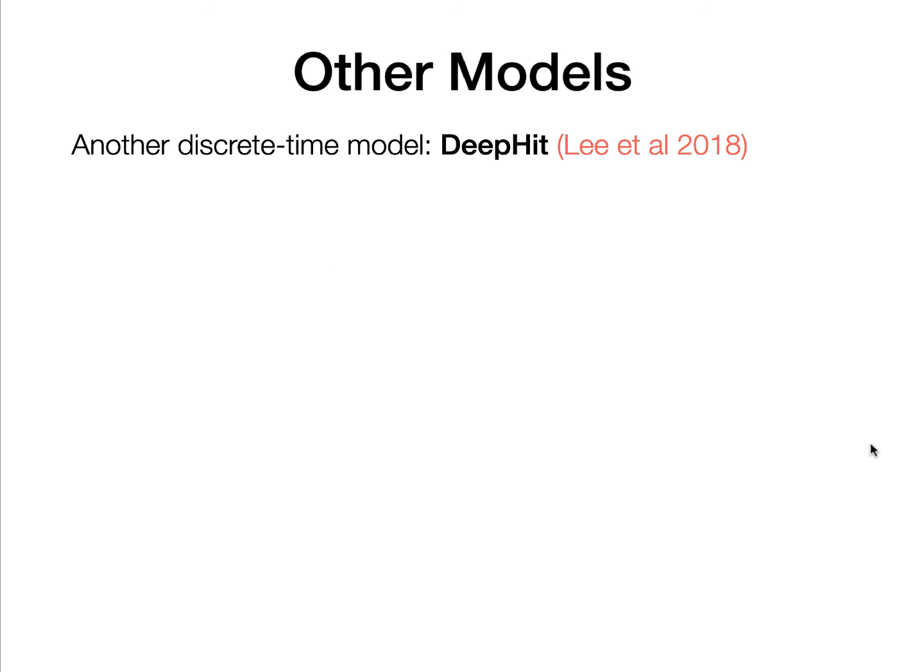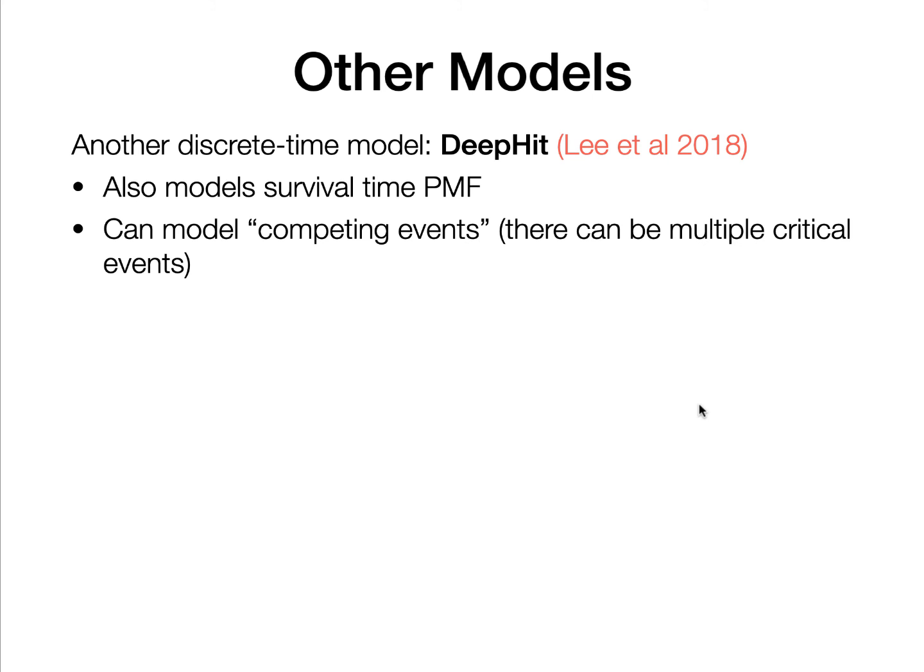Okay? There is one other discrete time model that I'll mention that I think is very, very good to know, and that's called DeepHit. Okay? DeepHit is now becoming very popular and it's very accurate in practice. So this models the survival time PMF a certain way. And one of the nice things about DeepHit is that it can also handle a setting referred to as competing events. This is where you have actually multiple critical events of interest rather than just one.